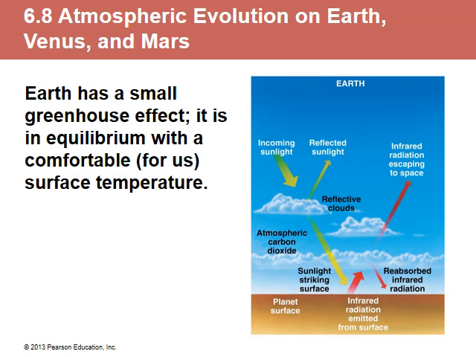The Earth has a relatively mild greenhouse effect. We've talked about this graph before. Visible and ultraviolet light from the sun come down. Some is reflected off of the surface of the clouds. The rest goes into heating up the surface.